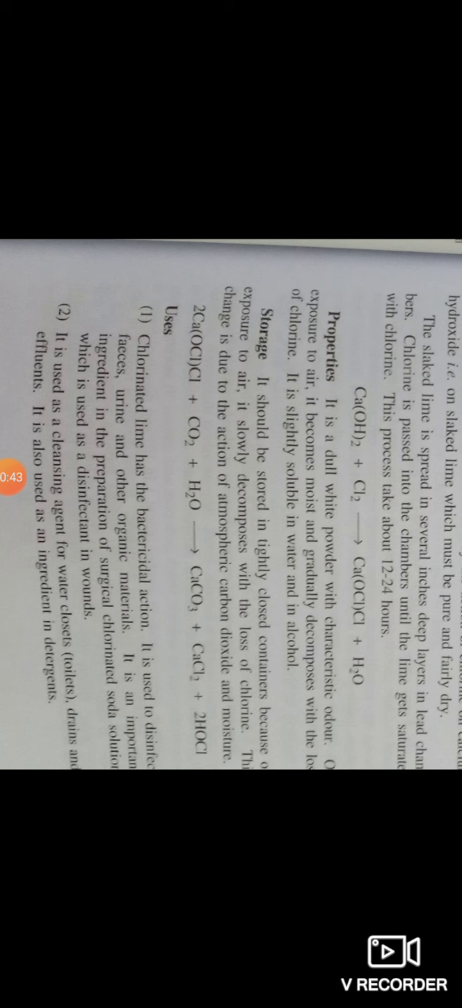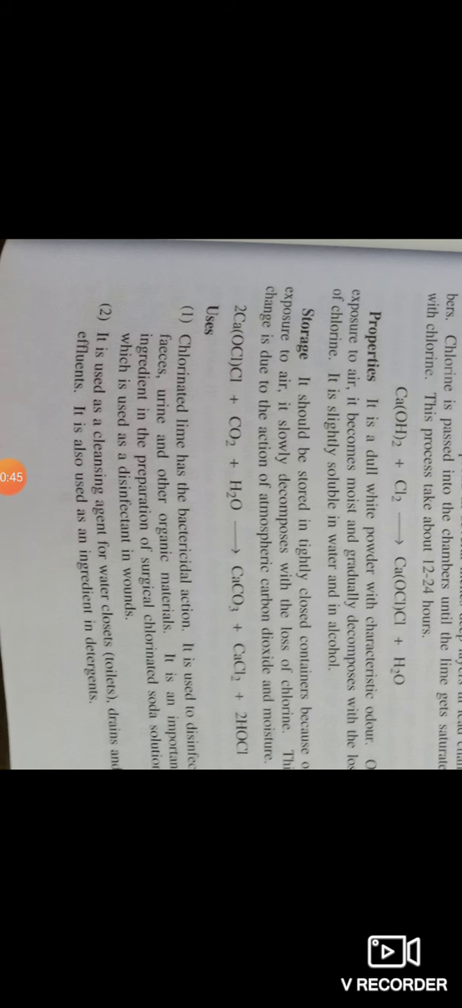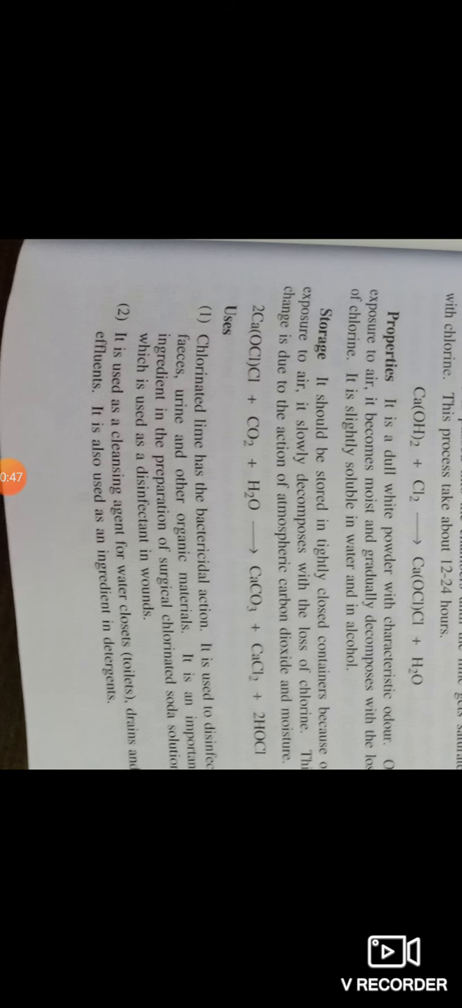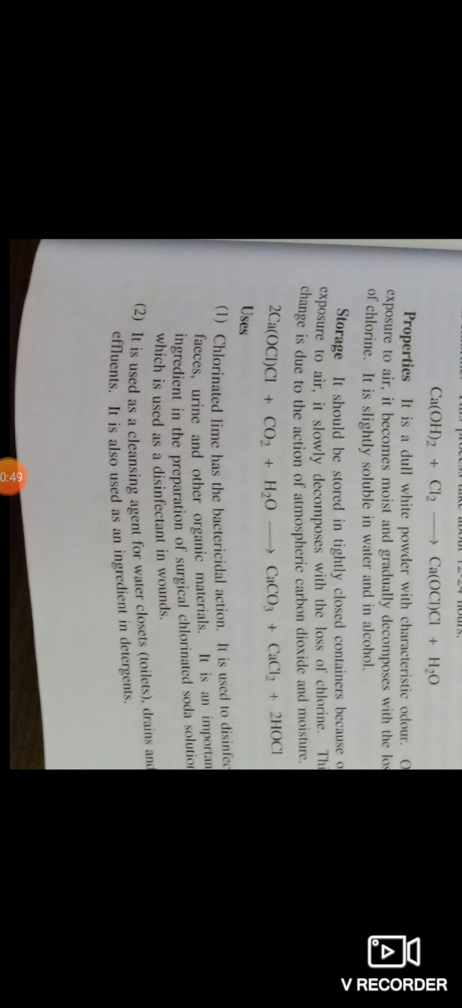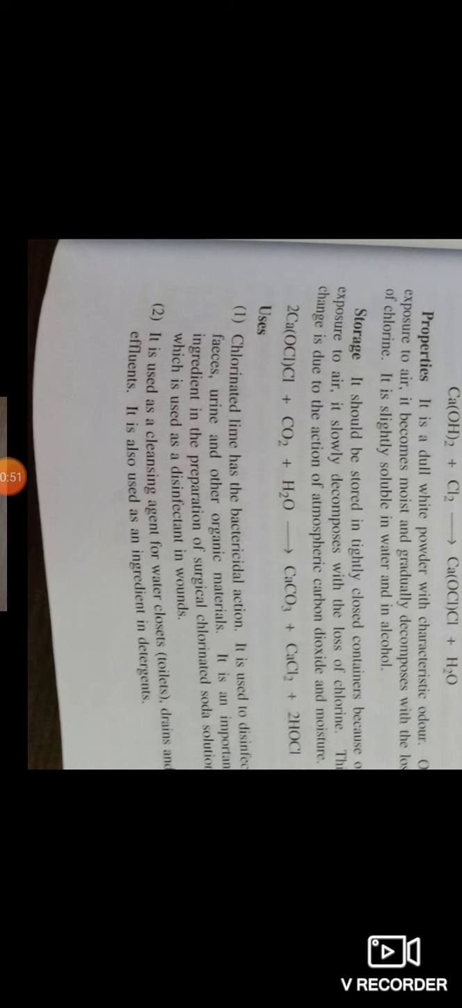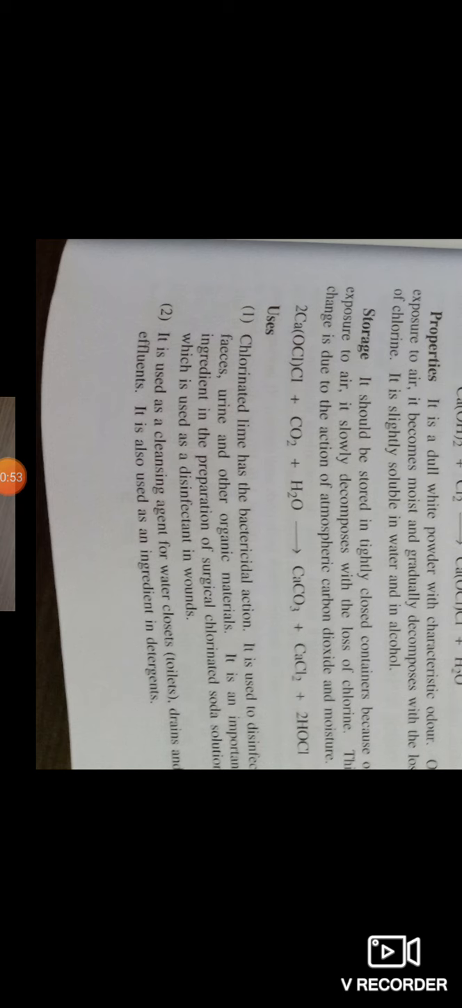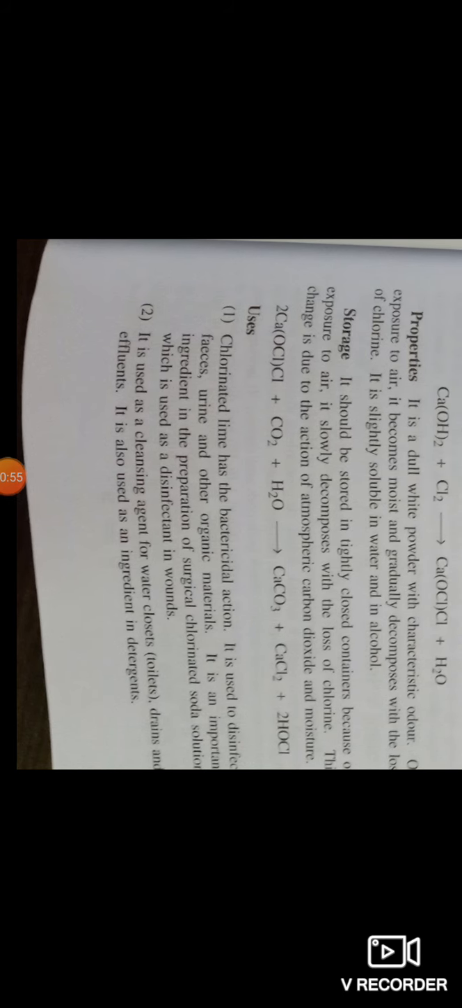It is also an ingredient in the preparation of surgical chlorinated soda solution, which is used as a disinfectant in wounds. Also as a cleansing agent for water closets, drains, effluent, and as an ingredient in detergents.